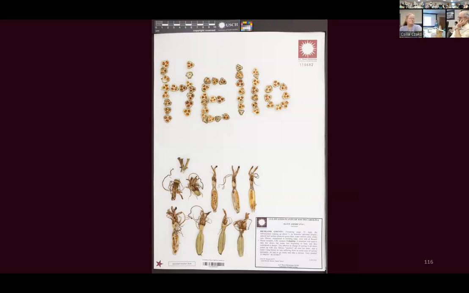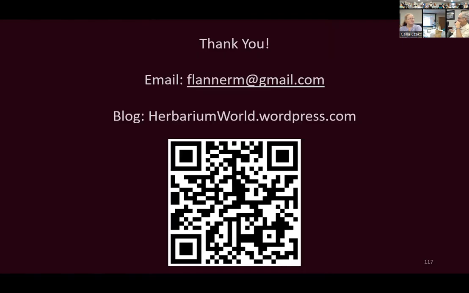Sometimes, I collect examples of herbarium specimens that are interesting for some reason. I have a number of these, because this happens every once in a while. Sometimes people get bored and decide to do things, but anyway, so that's it.